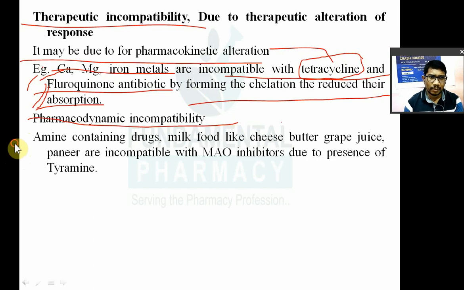Then pharmacodynamic incompatibility. Amine-containing drugs, anything that has an amine. For example, milk, foods like cheese, butter, grape juice, paneer. What does it contain? It contains an amine, tyramine. So there is one amine known as tyramine. So tyramine is present in milk, skimmed milk, then cheese, butter, grape juice, paneer. In case of wine also you have tyramine. Okay? Now, which is incompatible with the MAO inhibitors.